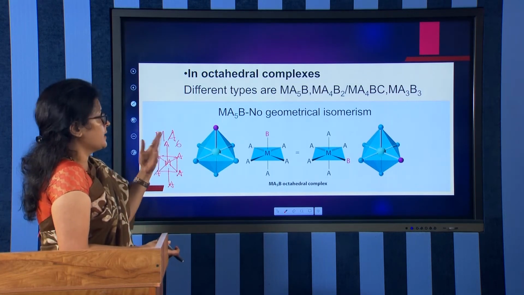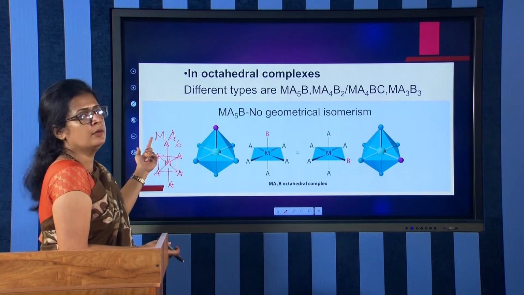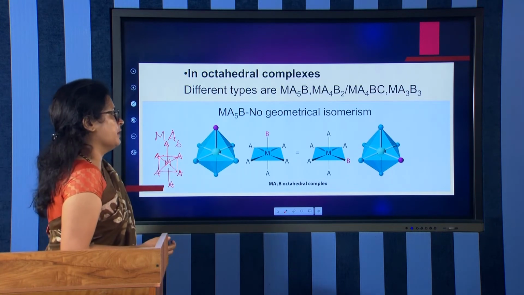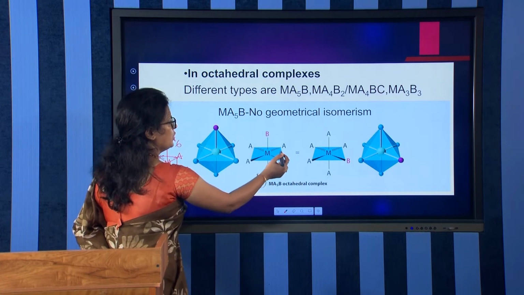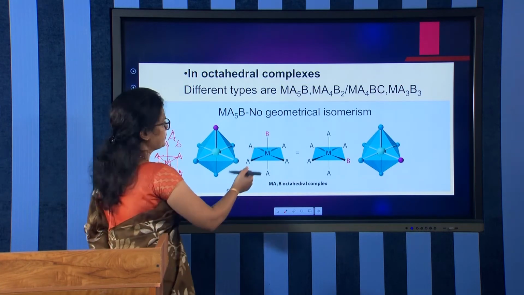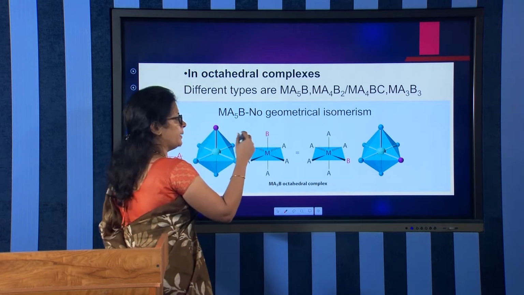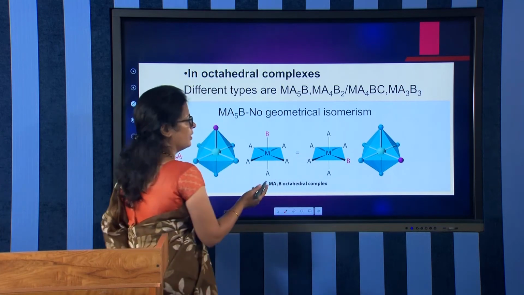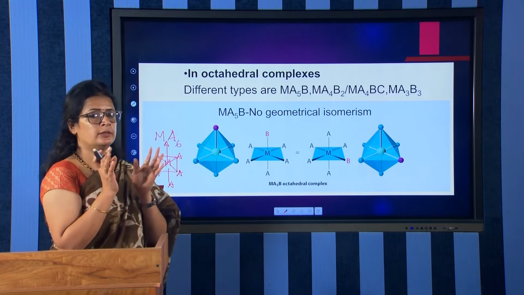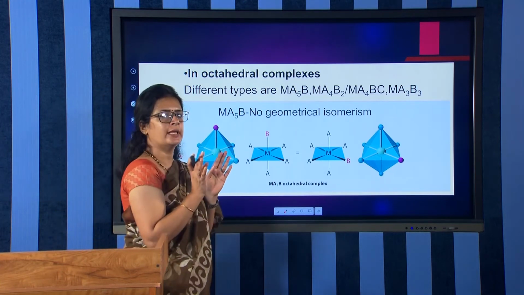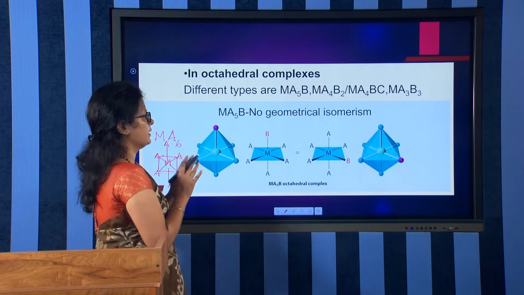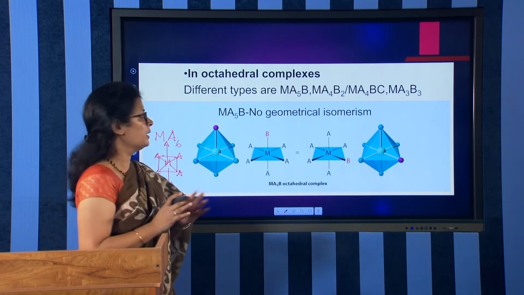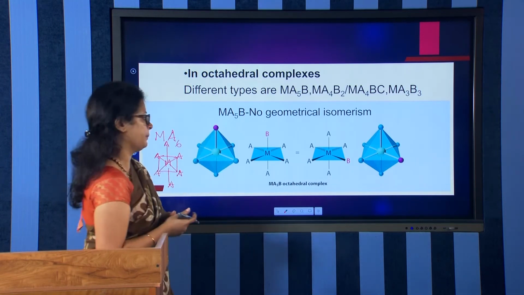Now coming to the next type, if we substitute one A with B, we will get MA5B type. This is the MA5B type given here, MA 1, 2, 3, 4, 5 and there is one B. If I change the position of B, these are similar because a regular octahedron should be viewed 3-dimensionally. Both structures are actually the same. So, I can say that MA5B will not show any geometrical isomerism. No cis and trans form is possible for MA5B type.